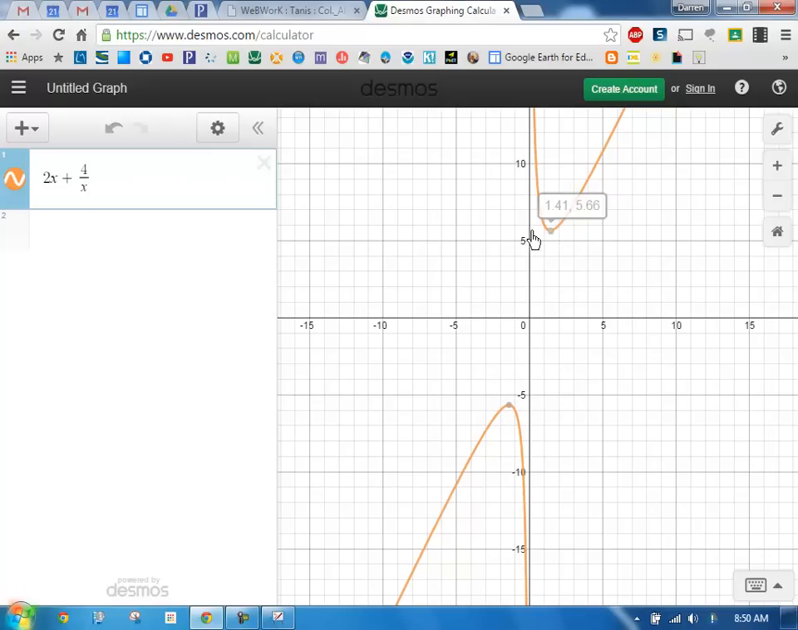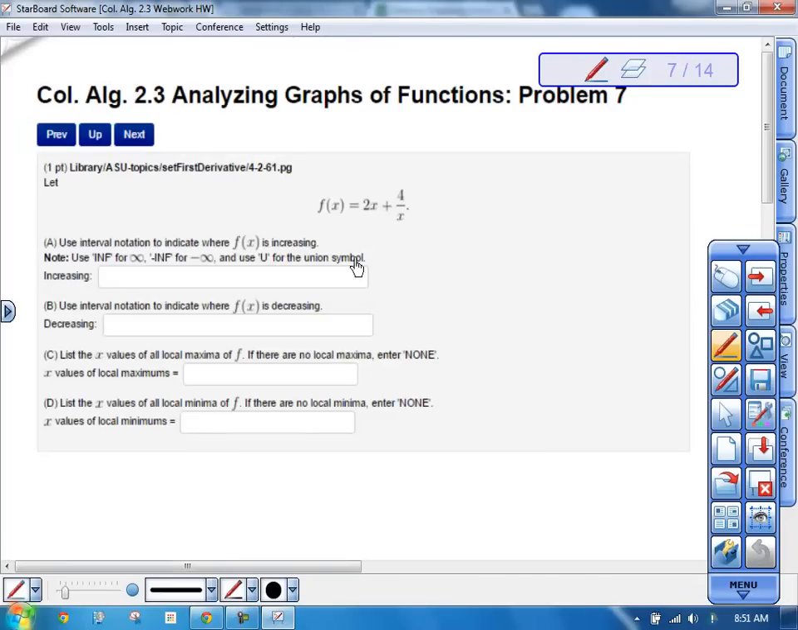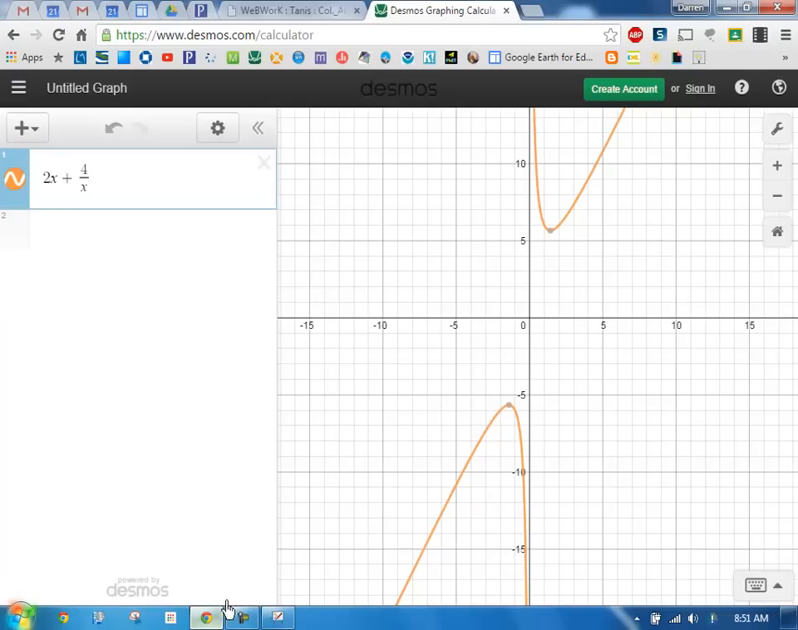And this is also 1.41. So we'd say from -infinity all the way up to -1.41. And then as well as from positive 1.41 all the way up to positive infinity, it's increasing if you look at this graph from this point on forward as well.